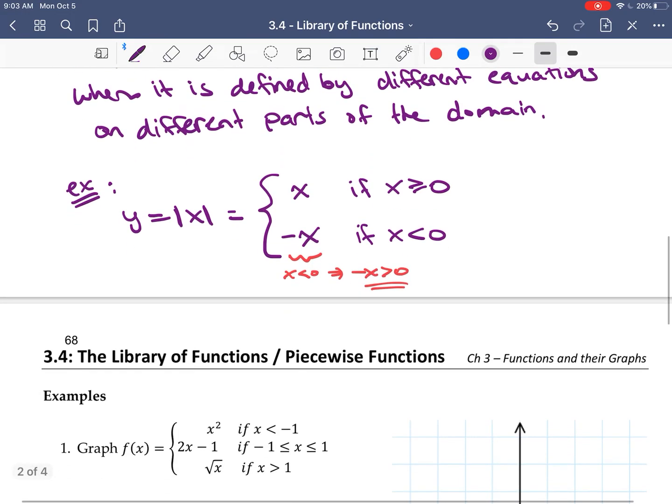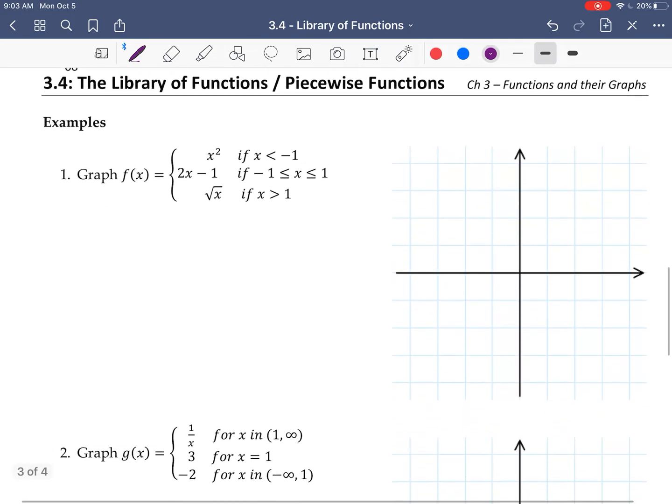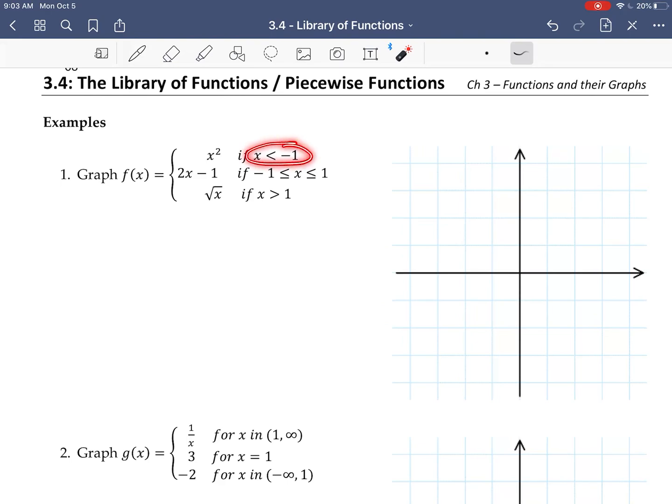Okay, so let's see a more complicated example. So we're going to graph this. I'm going to do the first one, and I'm going to leave the graph of g of x for you. So if x is less than negative 1, I'm going to just put -1 is where we split.